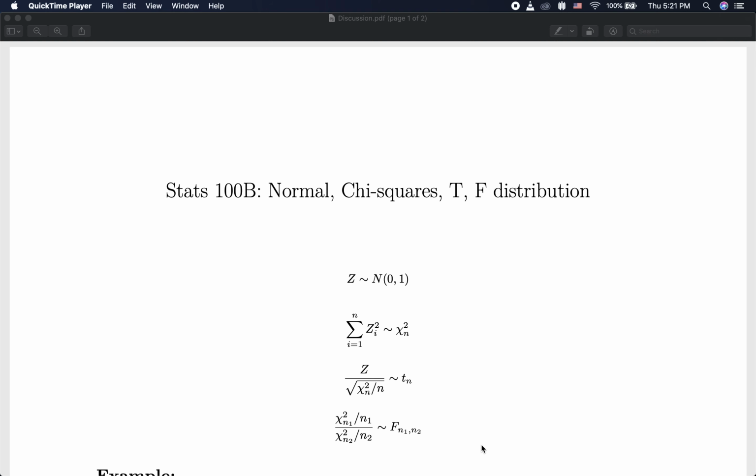Okay, today we will talk about normal, chi-square, t, and F distributions. And here are the definitions for the four distributions.